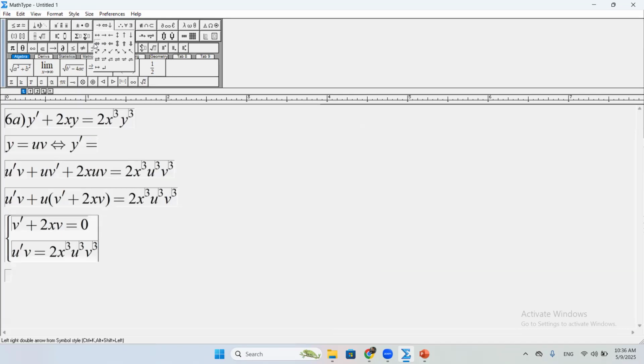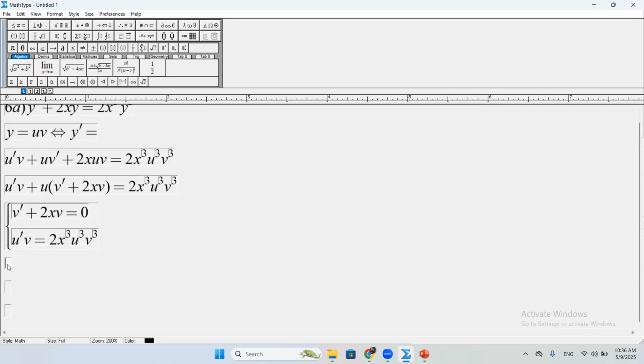So let's first of all find v. dv by dx equals minus 2xv. Then let's separate the variables. dv by v equals minus 2x dx. Then we will integrate both parts.